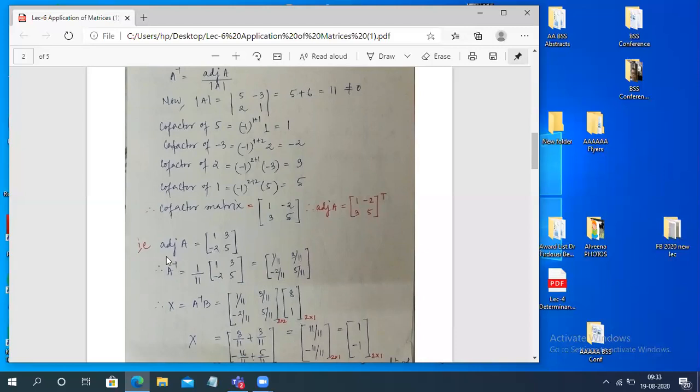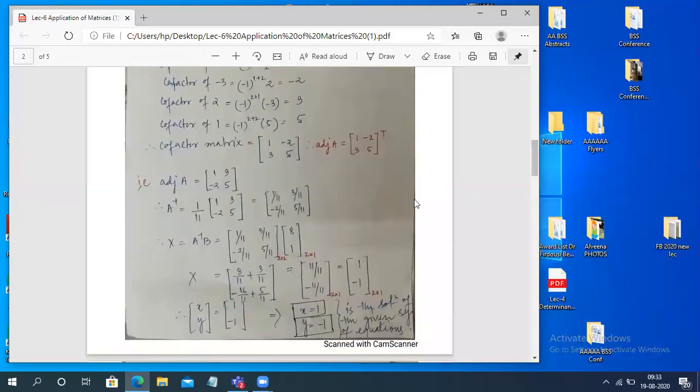Now to find A inverse, we have to divide the adjoint matrix by the determinant value of A. So divide each term by 11. The determinant value is 11. So after dividing, we are having this matrix A inverse.